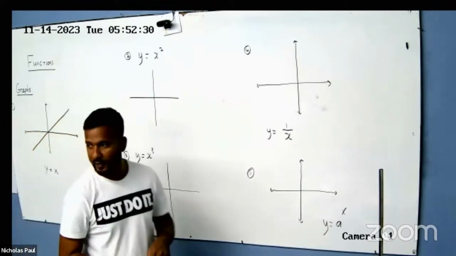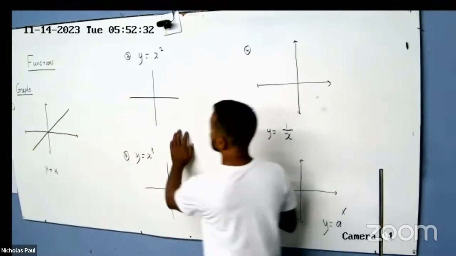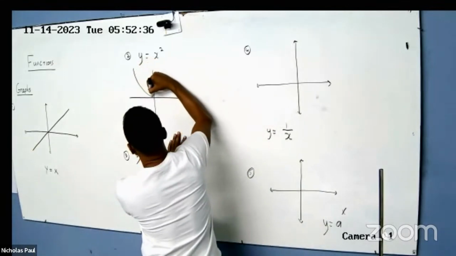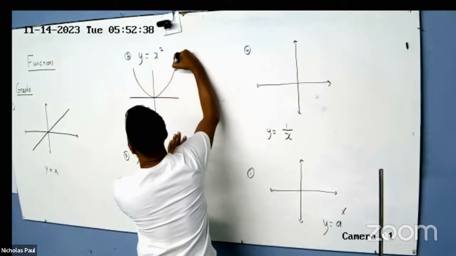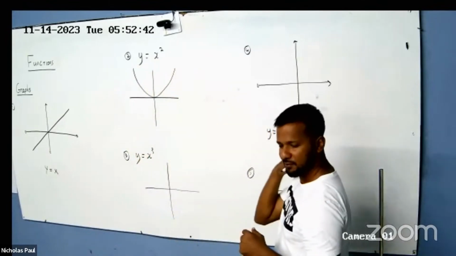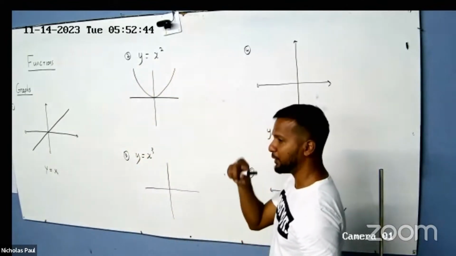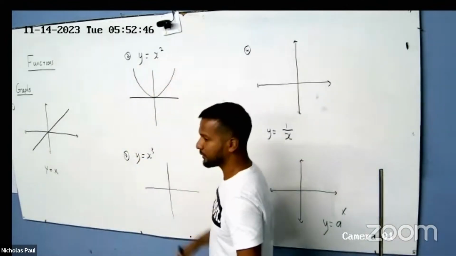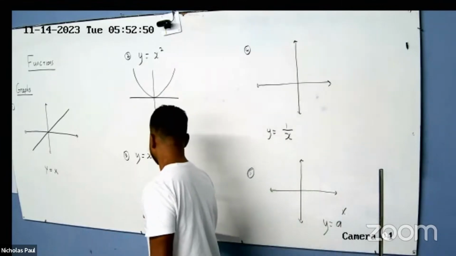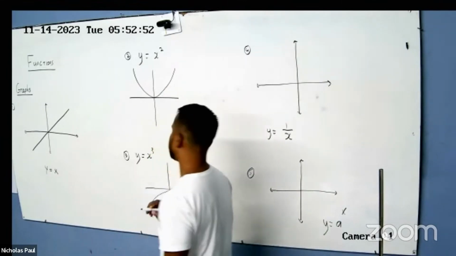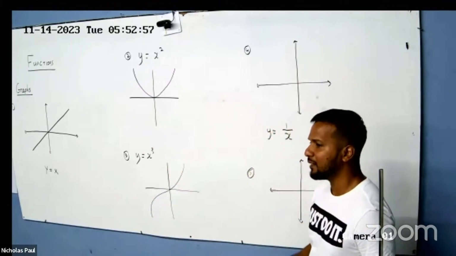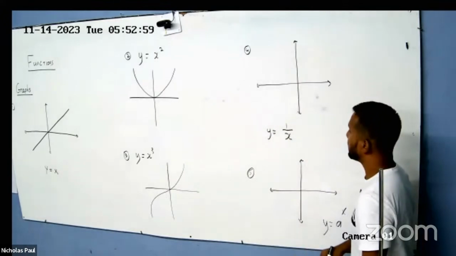Y equals X squared, how does that look? Y equals X squared looks like this, with its vertex at the origin. You may have seen these little shapes. How does a cube look? Something like that, something like a tan.